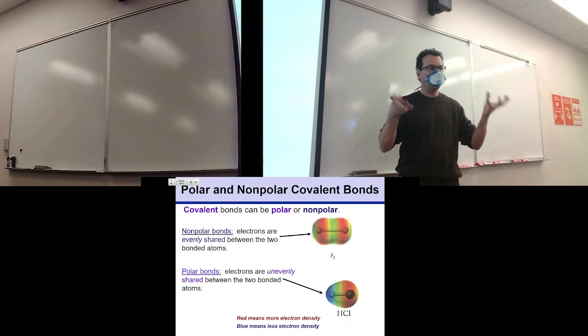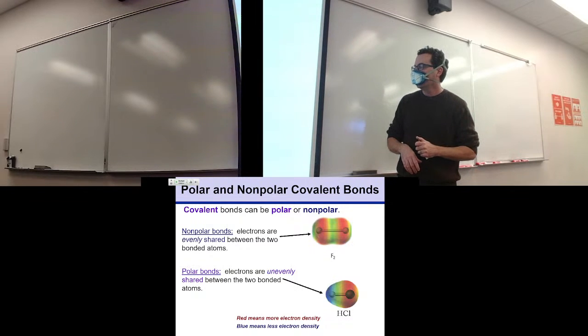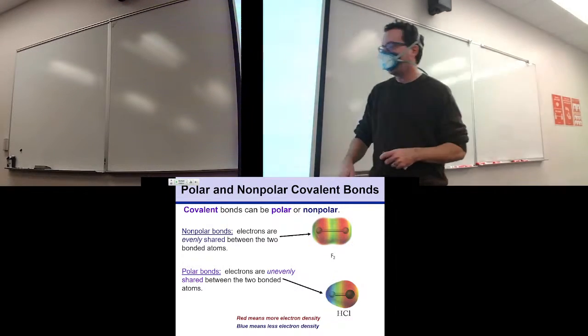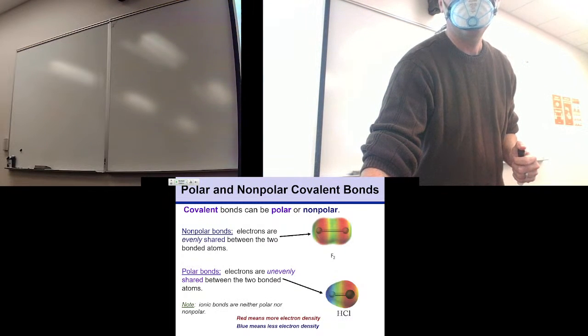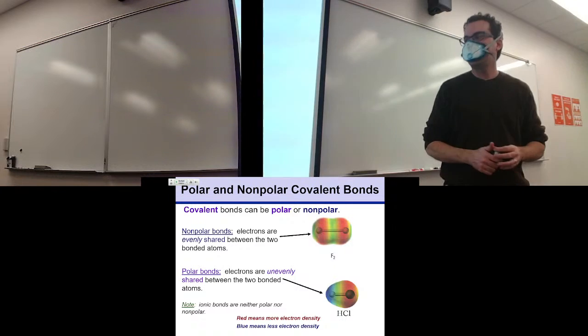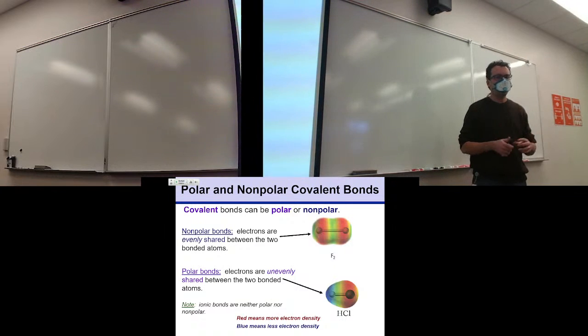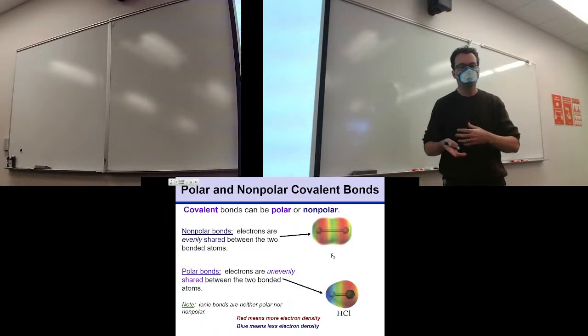A polar bond, polar meaning there's two sides. There's a positive side and there's a negative side. So this bond is a polar covalent bond. Just to be clear, ionic bonds cannot be polar or nonpolar.